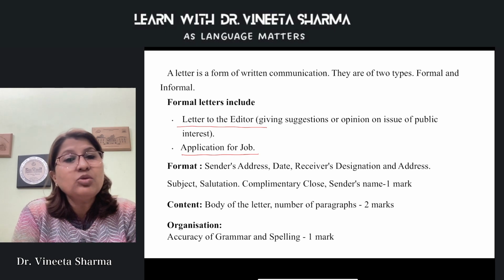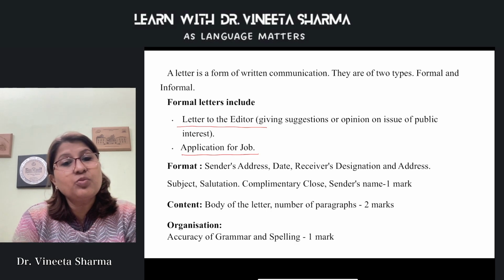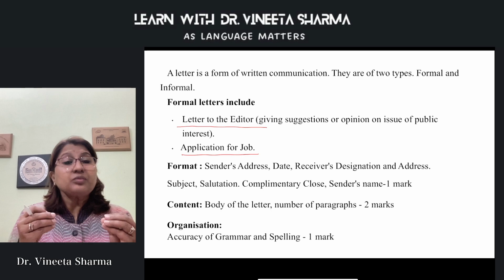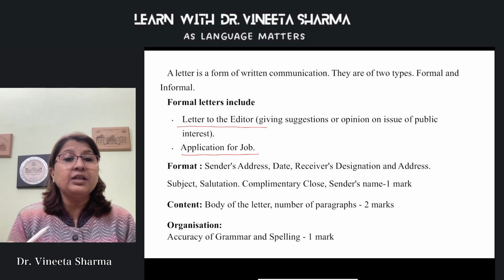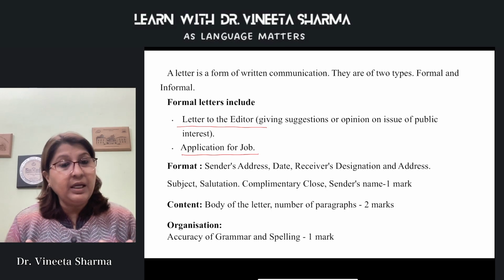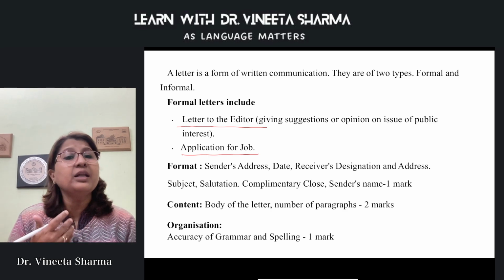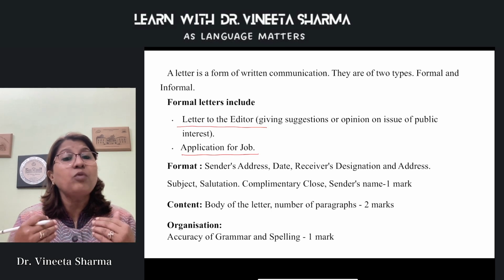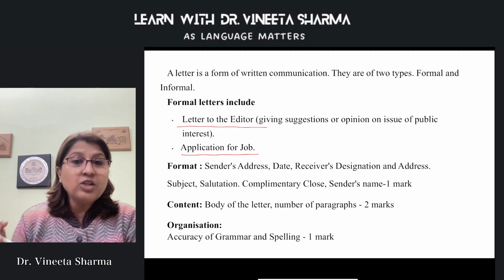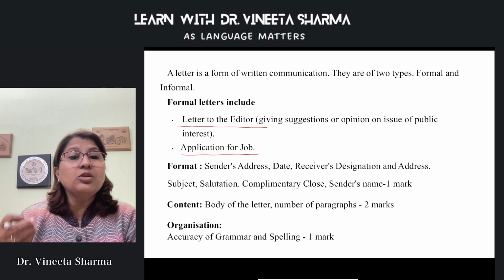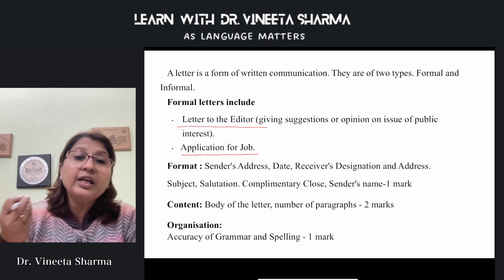Now, if we talk about the letter to the editor of a newspaper, why do we write a letter to the editor? Because in every newspaper there is a column where we send letters to the editor. We as the public, as people, if we want to express our views on any situation, any current topic, and we want our views to reach the masses, for that we use that column. So we write this letter to the editor so that he publishes those ideas, our opinion, our views, in his newspaper.